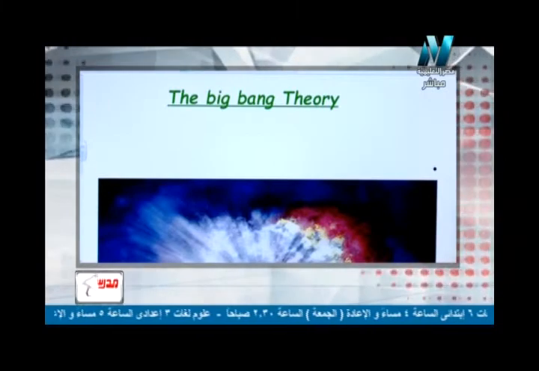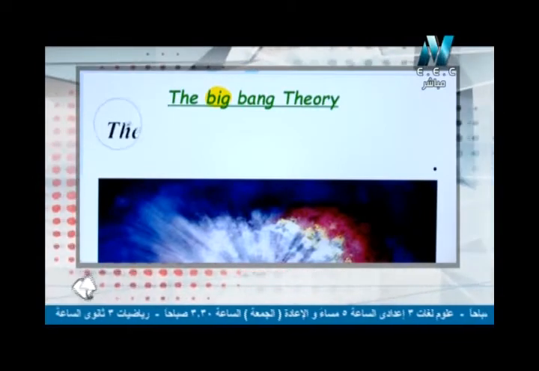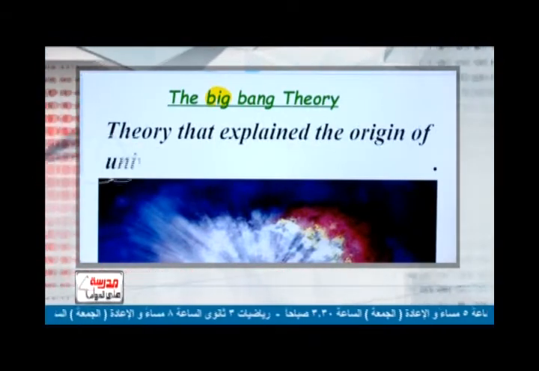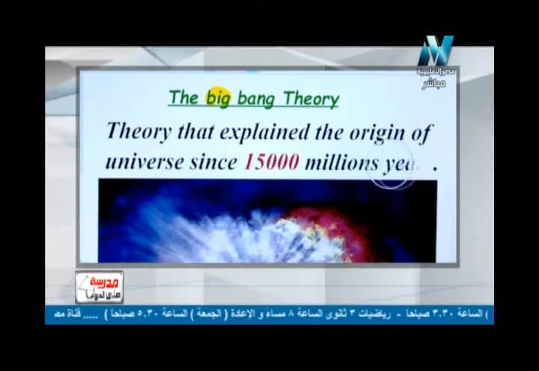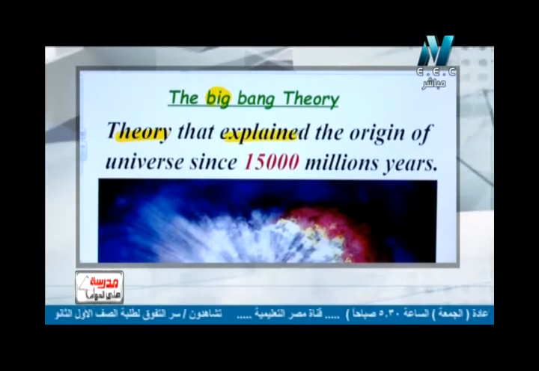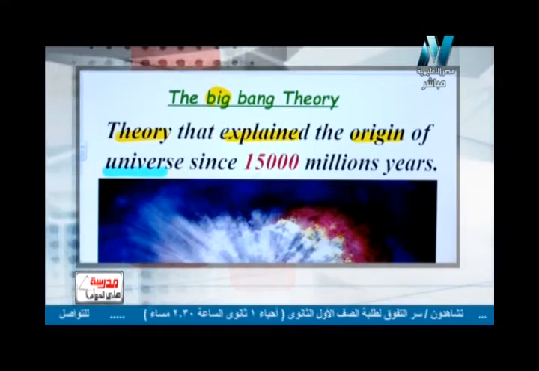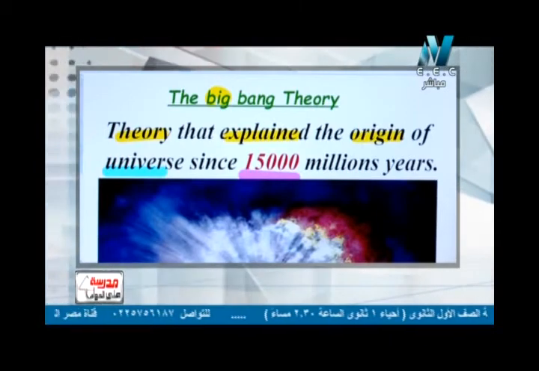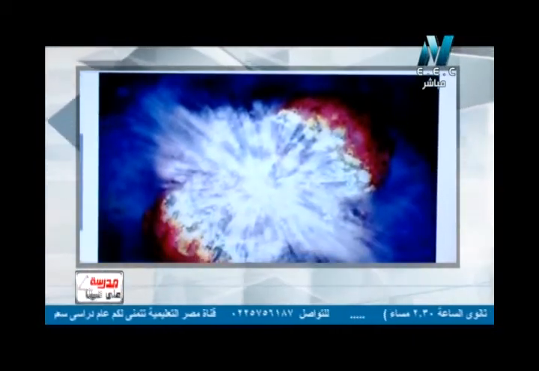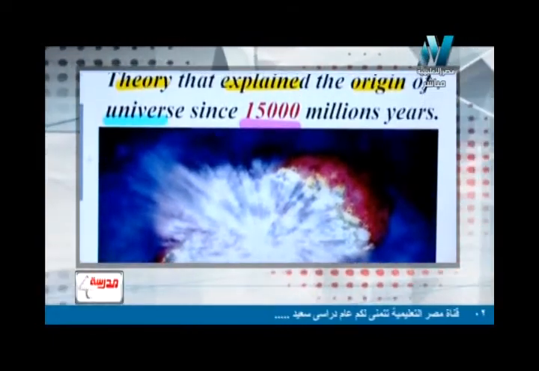As we see, I will say the Big Bang Theory means a theory that explains the origin of the universe. Be careful with this number: since 15,000 million years. So here I say it is a theory explaining the origin of the universe since 15,000 million years, as a huge explosion. Here we explain the Big Bang Theory depending on a few points, number 1, number 2, number 3, till number 8 or number 9.